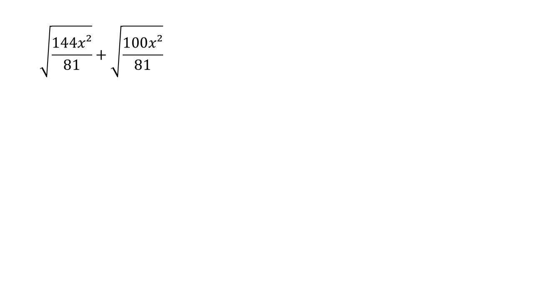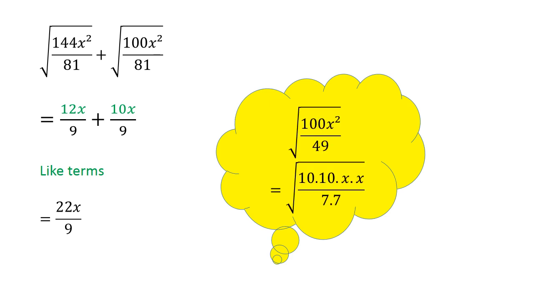The square root of 144x to the power of 2 over 8, plus the square root of 100x to the power of 2 over 81, equals 12x over 9 plus 10x over 9. We have like terms, the green ones, so we can add, and also the lowest common multiple is the same. 12x plus 10x equals 22x over 9. And remember, 100 is 10 times 10, 49 is 7 times 7, and x to the power of 2 is x times x.